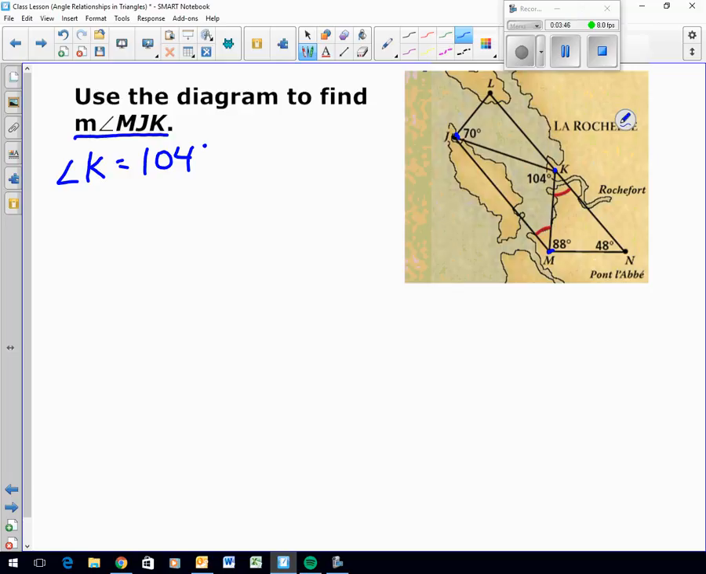We got three different triangles here. In the central triangle, you've got the measure of angle K as 104. And in the triangle on the right, what is the measure of angle K? How do we find that out? How do you find out what that angle is? Subtract the other two angle measurements from 180: 180 minus 88 minus 48.